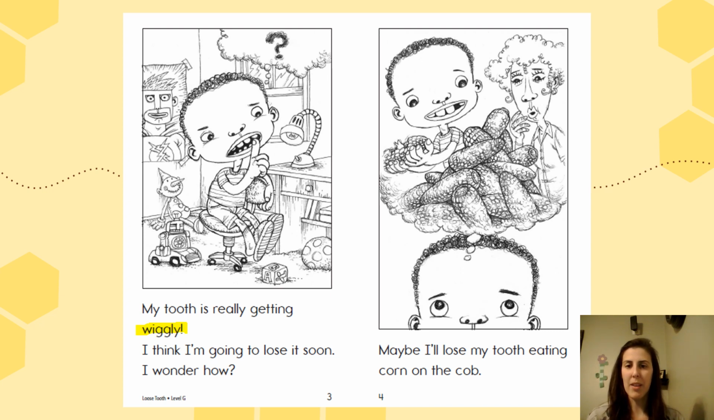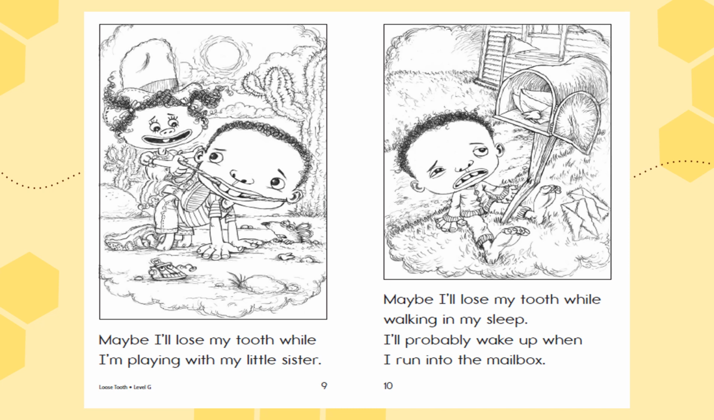What's he thinking about in this thought bubble? What are all of those things? He's imagining that he's eating all this corn on the cob. That's kind of hard to eat if you have a loose tooth. And look, there it is. He's imagining he bit into the corn on the cob and his tooth got stuck right in it. Oh my goodness. So as the story goes on, he continues to imagine different ways that his tooth might fall out. And one of the ways that he's imagining, if you look over here on this page, look at the picture.